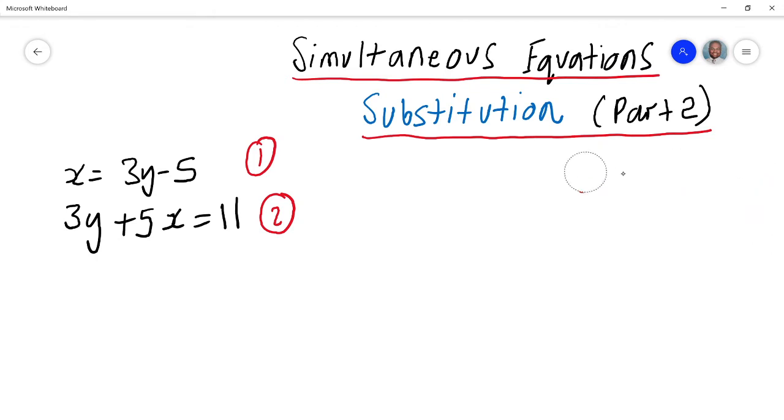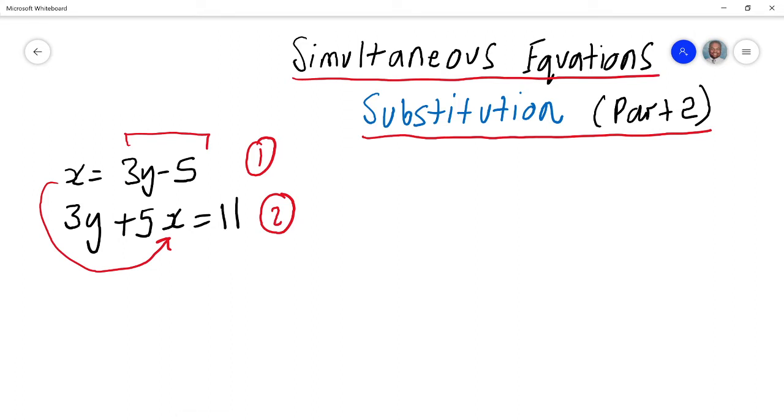All right, so let's read the question. x is equal to 3y minus 5, all right, and then you've got the second equation, which is 3y plus 5x equals 11. All right, so what do we need to do? Now I can see clearly we've got the value of x, which is 3y minus 5, and I'm going to put that 3y minus 5 in place of x in my second equation. All right, so the 3y minus 5 in my first equation, which is the value of x, I'm going to substitute and put in place of x in the second equation. So what does that become?